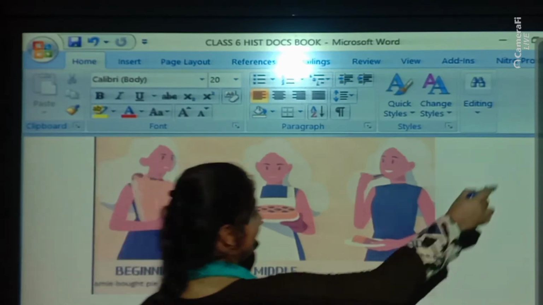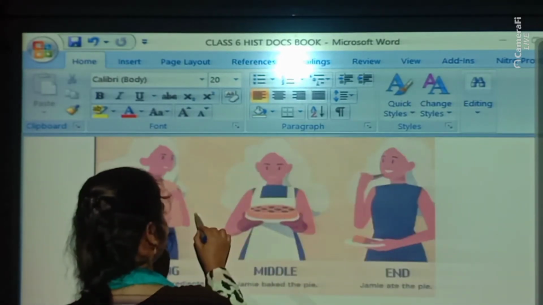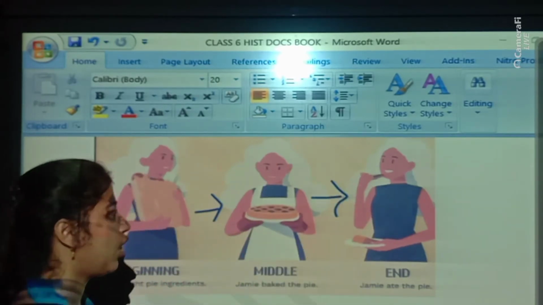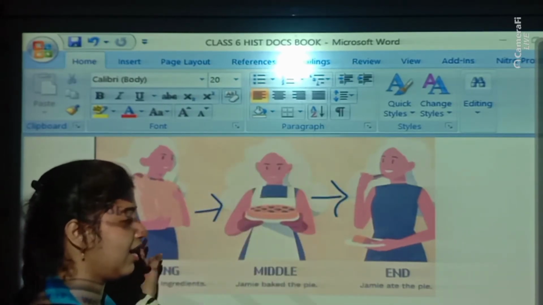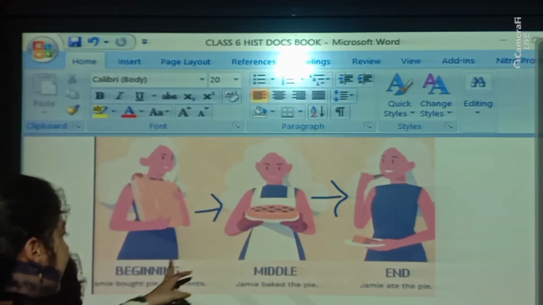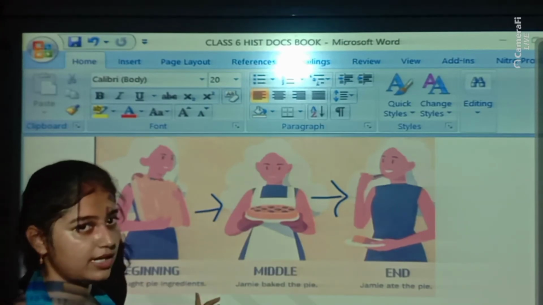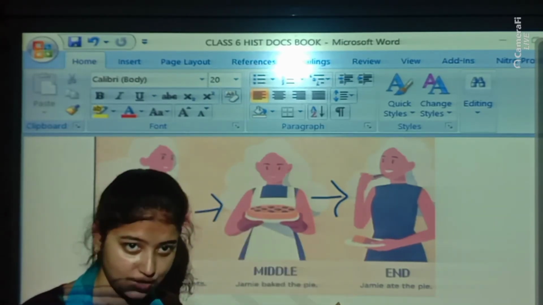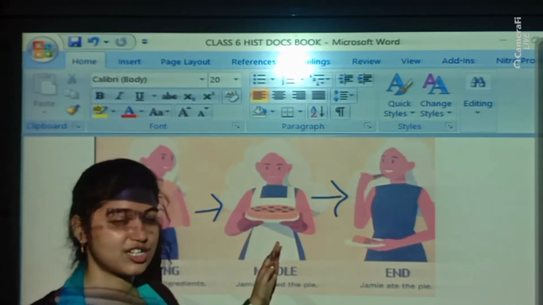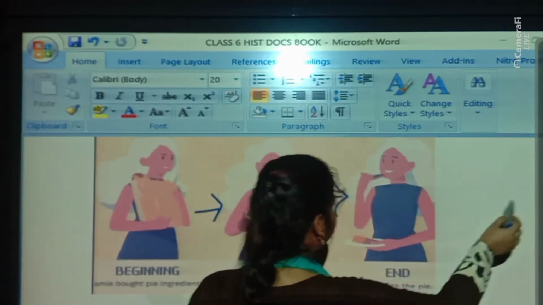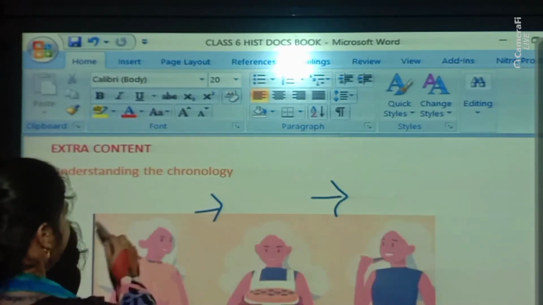These things happen in a chronological way, not in the opposite direction. Like from the beginning eating the cake, then baking the cake, and then buying some ingredients. It happens as per necessity, okay, as per its chronological way. That is called chronology of events, right?